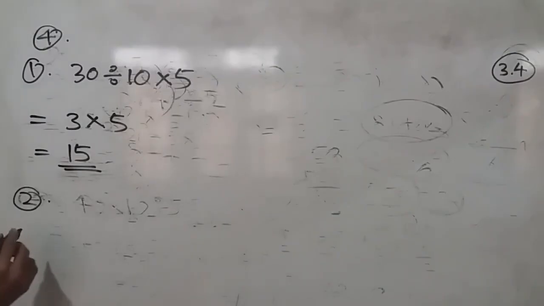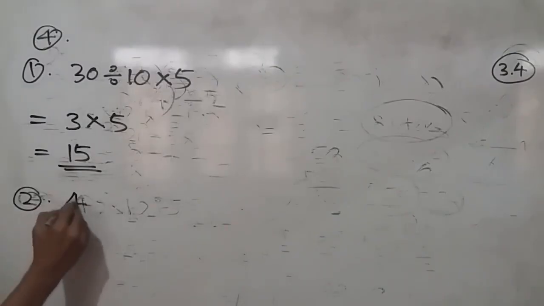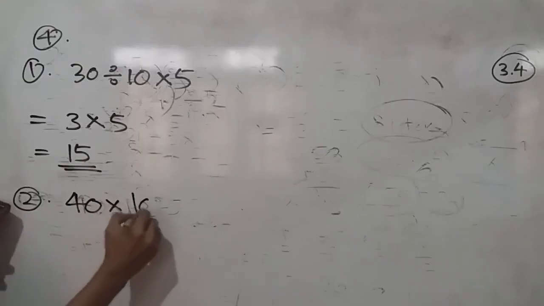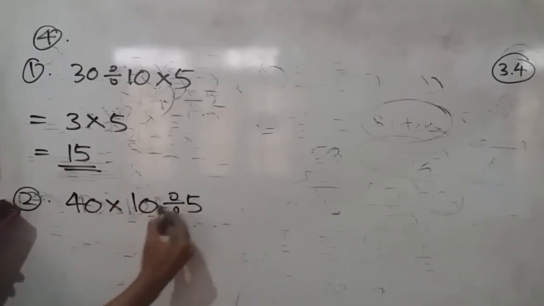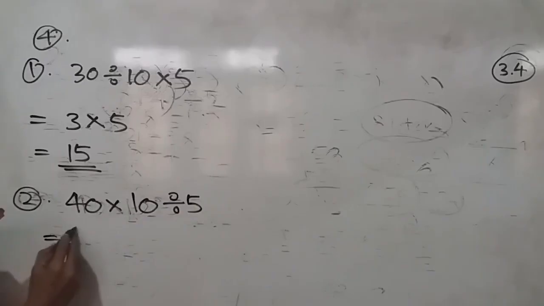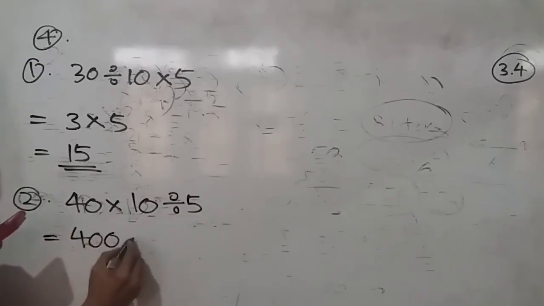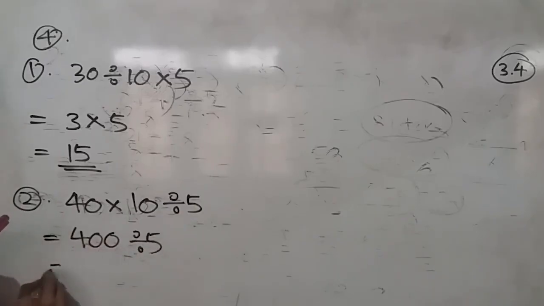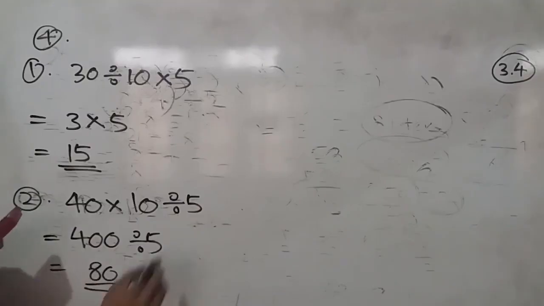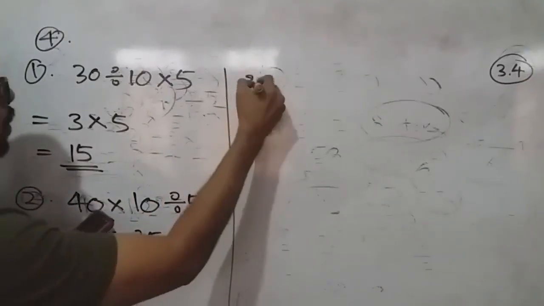Question number 2. Okay. So 40 times 10, we have to divide that by 5. 40 times 10, what is that? That is 400. 400 divided by 5. What is that? The answer is 80.